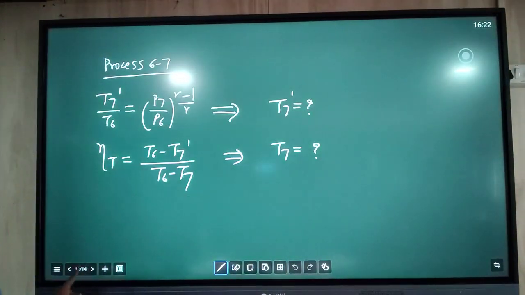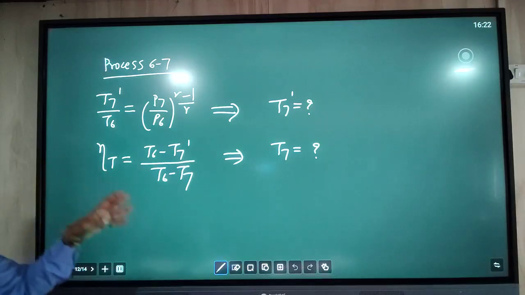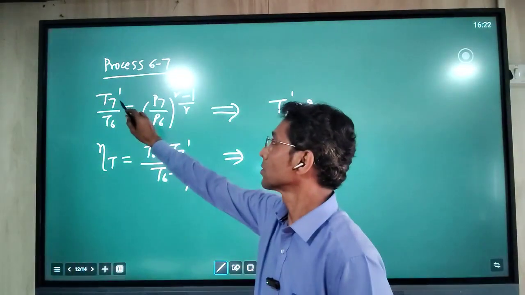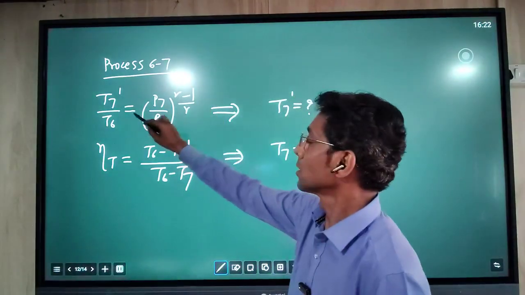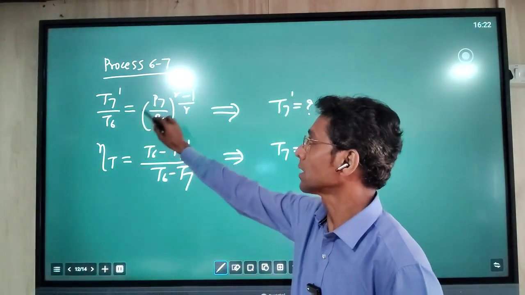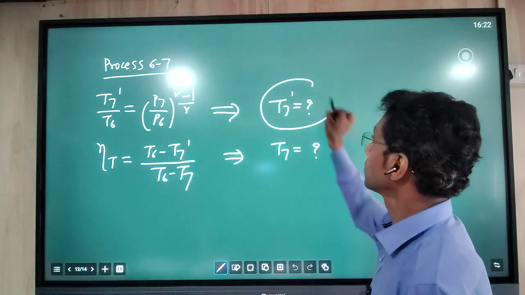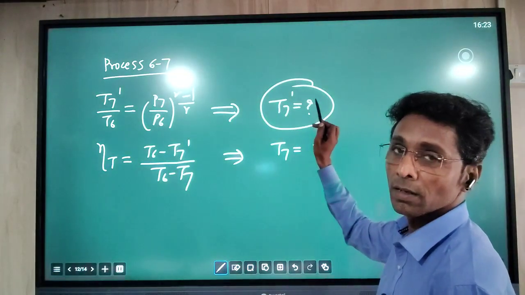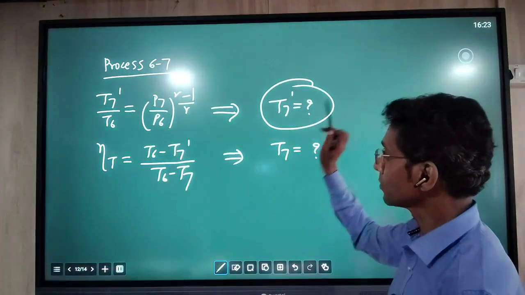Now further, next is the 6 to 7 process. This is the turbine or expansion process between points 6 and 7. Here we use this formula, the temperature ratio between points 6 and 7. From this formula, we obtain the value of T7 dash, the ideal exit turbine temperature.